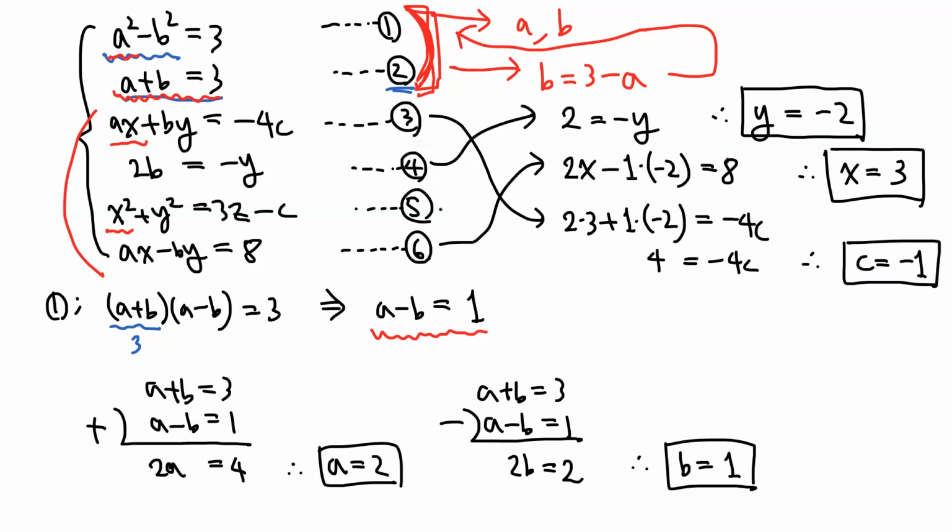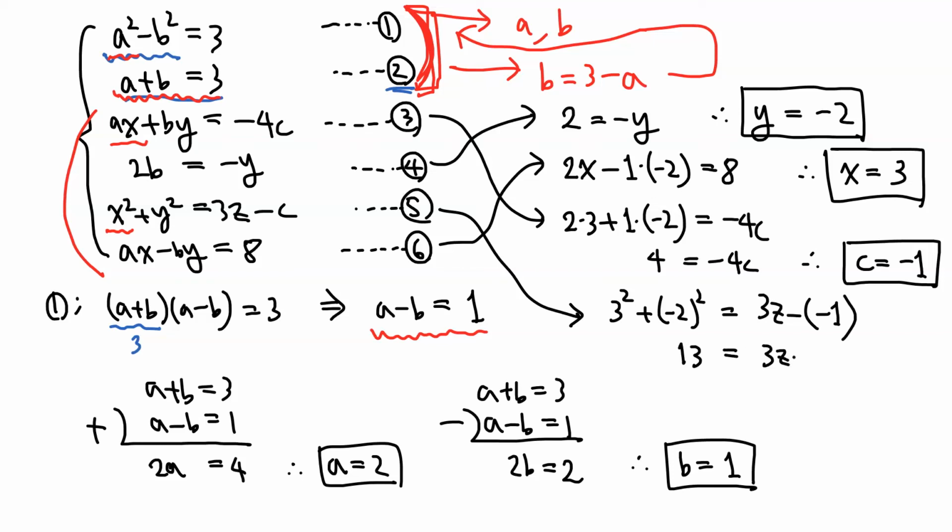And finally, from the fifth equation, we have 3 square plus minus 2 square equals 3z minus 1. So 13 equals 3z plus 1, and therefore we obtain z equals 4. And with that, we have obtained the values for all 6 unknown variables.